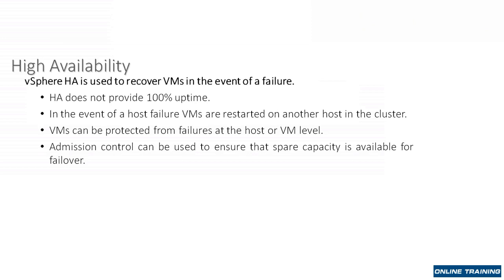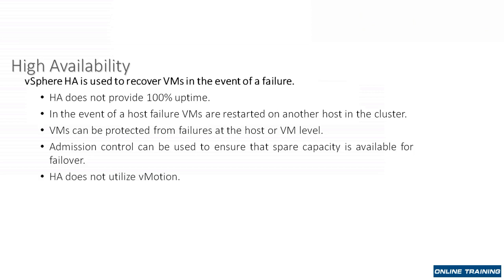And we can use things like admission control to ensure that we have enough spare capacity. So for example, if you have a cluster of 4 hosts and one of those hosts fails, we need to make sure that the surviving hosts have enough spare memory and CPU capacity to acceptably run all of the virtual machines that used to be running on that host that has now failed. That's what we'll use admission control for, to guarantee that we have spare available capacity.